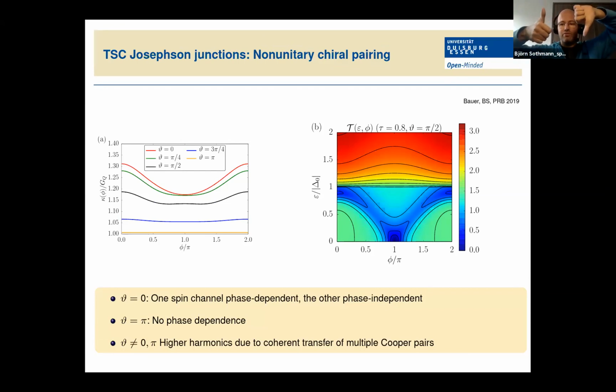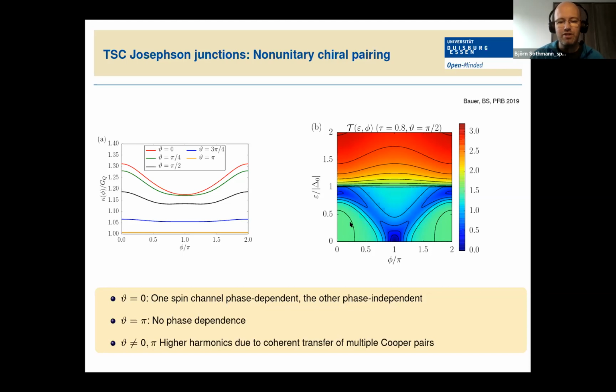However, if you have a situation where the two d vectors are antiparallel to each other, that's the yellow curve over here, then we find that the thermal conductance is completely phase independent. And this is because now we are in a situation where the spin up channel is paired in the left superconductor while the spin down channel is paired in the right superconductor. And so there's no coherent transfer of Cooper pairs possible at all. And therefore there's no phase dependence. And then if we are at some intermediate angle, we again have the transfer of larger numbers of Cooper pairs that give rise to higher harmonics in this phase-dependent thermal conductance.